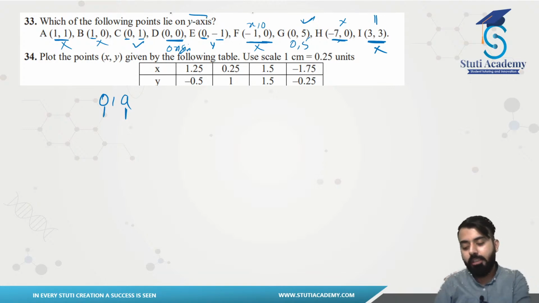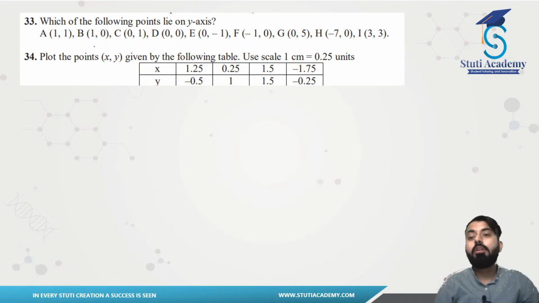Now let's move forward and see what we have. We have the 34th question with us. It is this one. Plot the points x comma y given by the following tables. Use the scale 1 centimeter equals 0.25. Since we are dealing with decimals, let's just draw a graph right here.